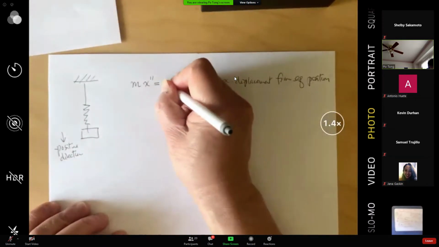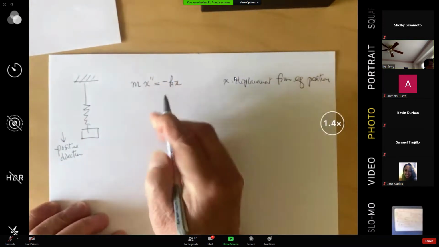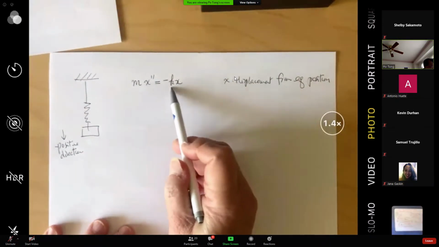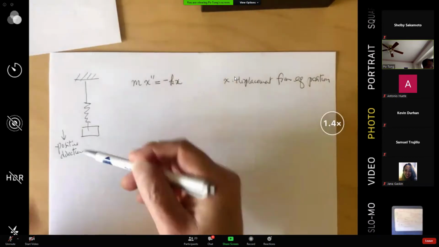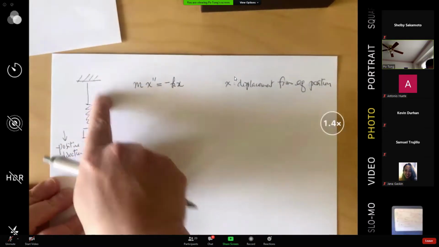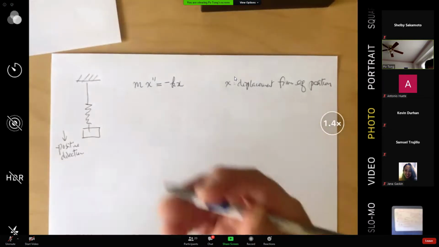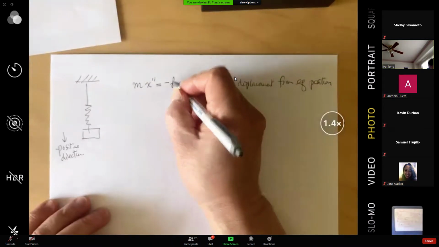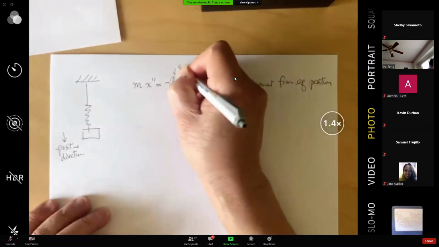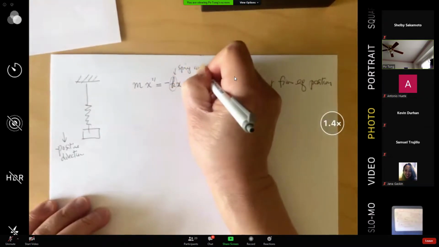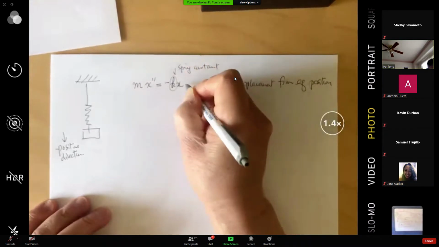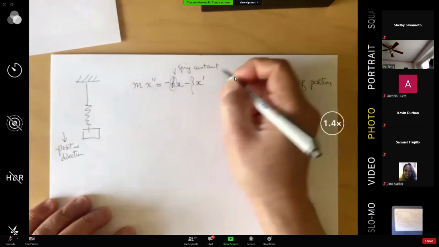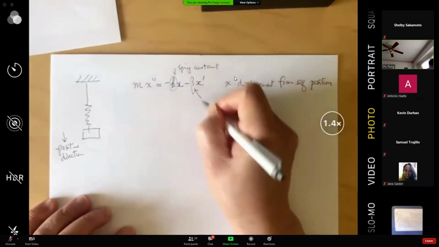One is the spring constant, k. But it's going in the other direction, because if you pull it down, it's going back. The other one is the damping constant. So this is the spring constant. The other one is the damping constant. So beta is the damping constant.